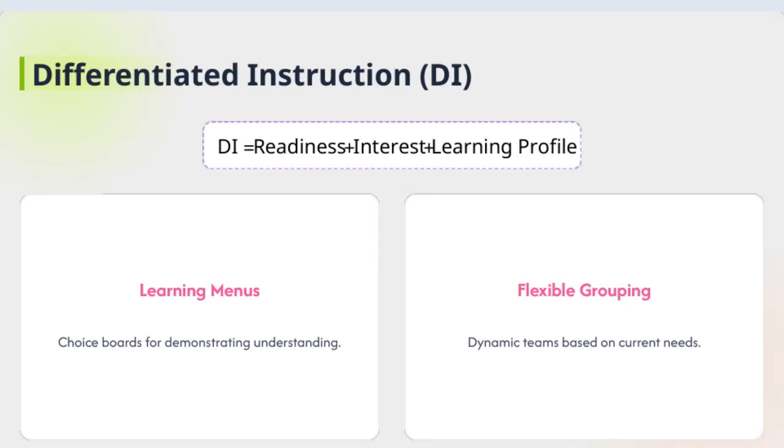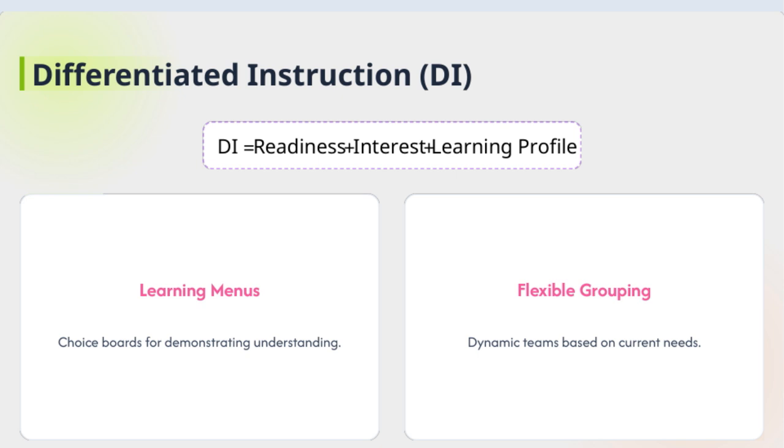Let's talk about how we can build dynamic teams that adapt based on our current needs. By forming flexible groupings, we can better support individual learning styles and objectives. Choice boards are a great tool for allowing students to demonstrate their understanding in ways that suit them best, encouraging ownership of their learning. Learning menus offer a variety of activities and options, giving students the autonomy to choose what works best for their interests and readiness levels.